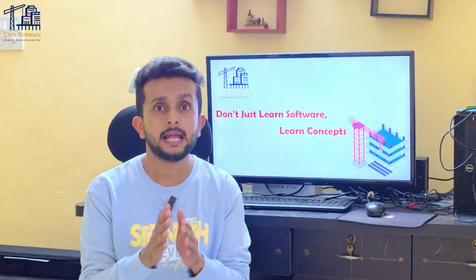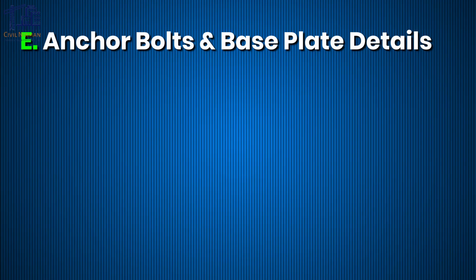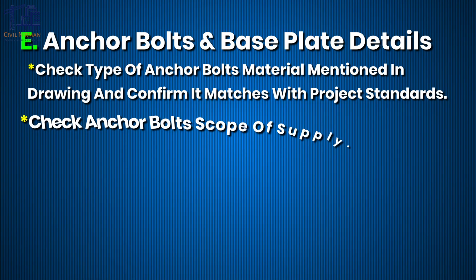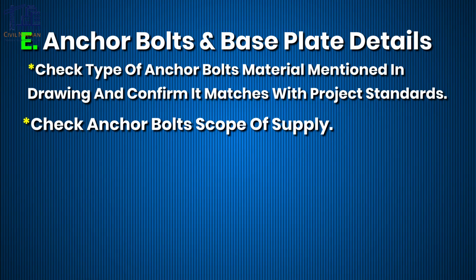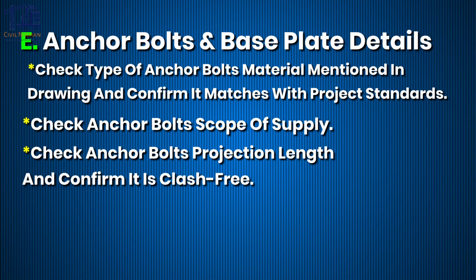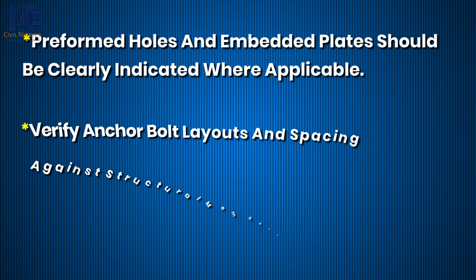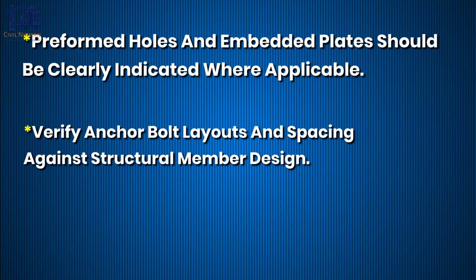Next important part, anchor bolt and base plate details. Check the type of anchor bolt materials mentioned in the drawing and confirm it matches your project standards. Second, check anchor bolt scope of supply. Check anchor bolt projection length and confirm it is clash free. Next is preformed holes and embedded plates. This should be clearly indicated wherever it is applicable. Verify anchor bolt layouts and spacing against the structural member design.